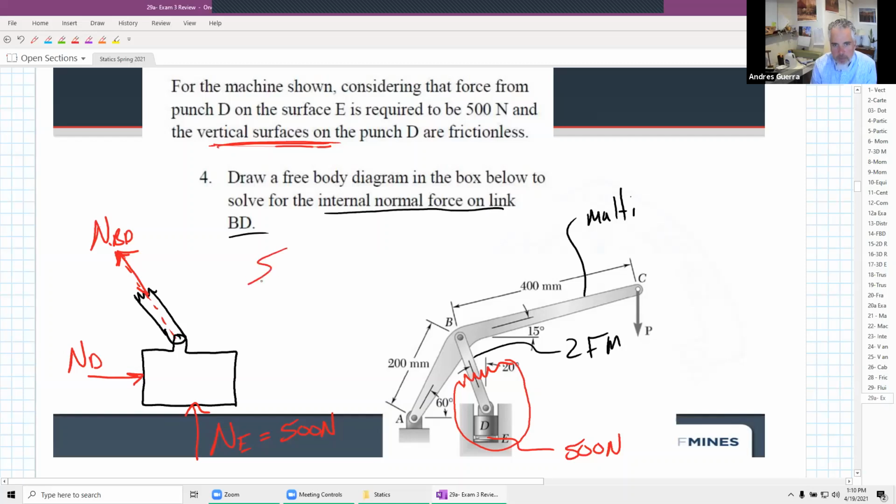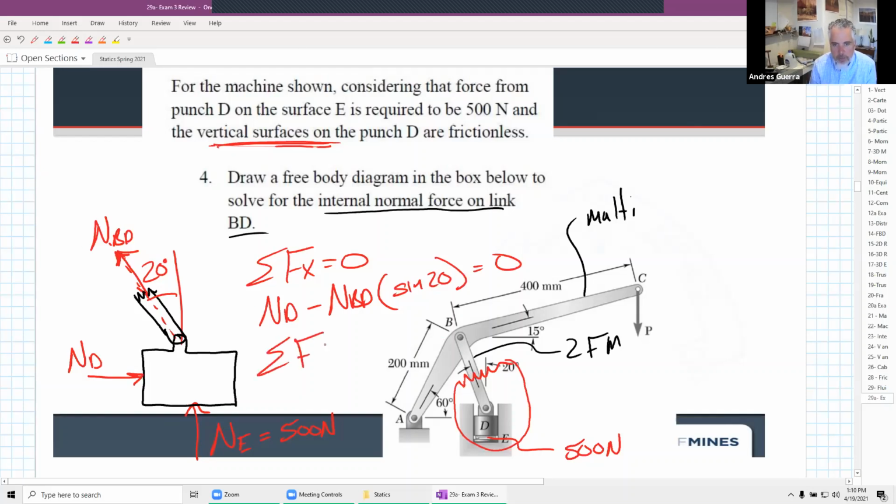So now when I sum forces in the x equal to 0, we're going to have an ND and then minus the NBD times, that was given at a 20-degree angle right there, times the sine of 20 is equal to 0. So I have a sum of forces in the x, we can do sum of forces in the y, and then we can solve for the normal force in B to D. So we have two equations with two unknowns for this problem.